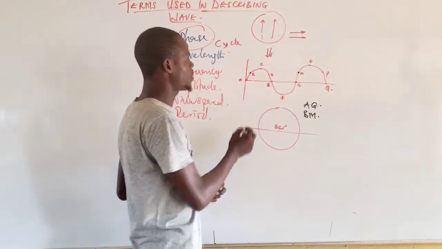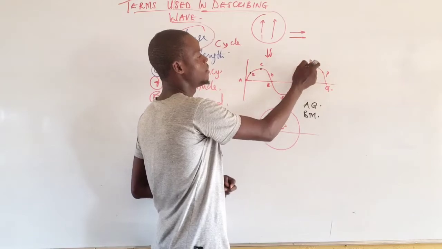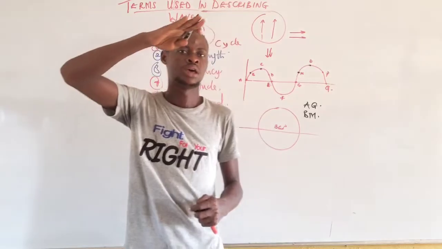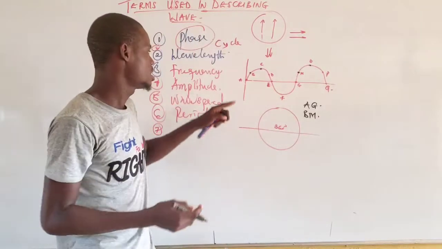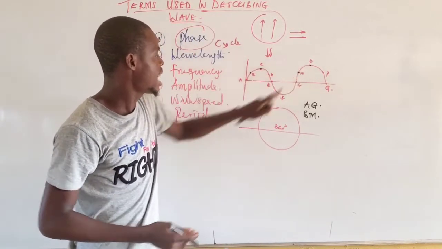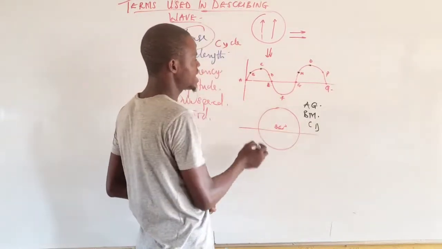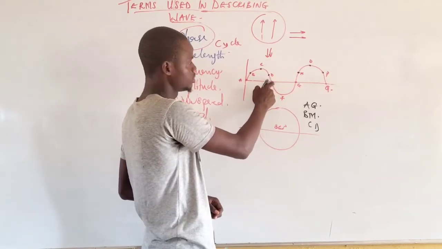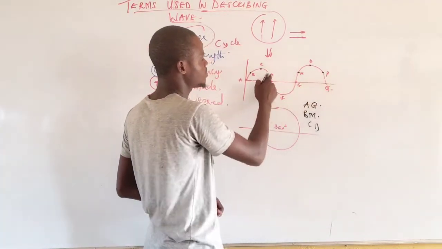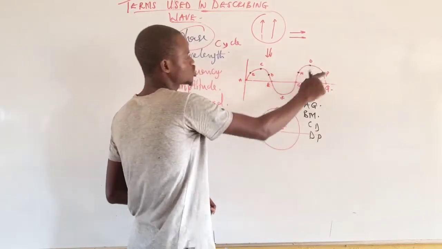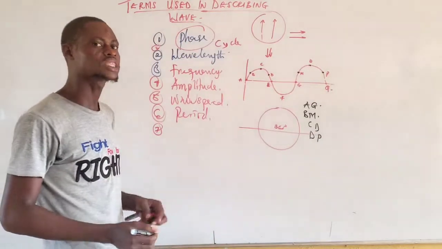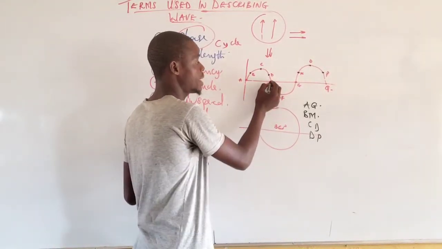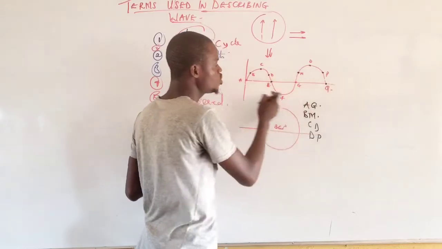The same thing applies to particle C and particle D. Particles C and D are found at the maximum peak points of the cycle, so C and D are in phase also. Particle D and particle P, at half of the cycle at the beginning, are also in phase. That's what we call phase. Particle E and particle Q are also in phase.